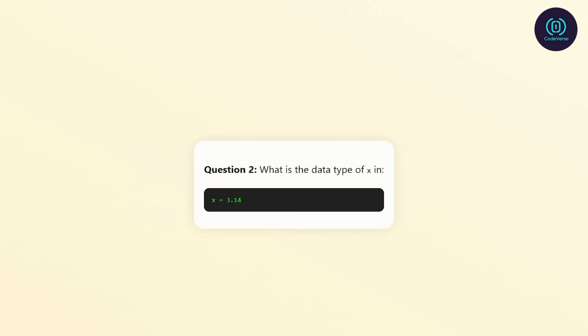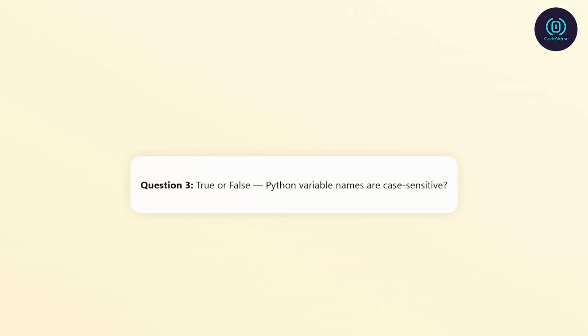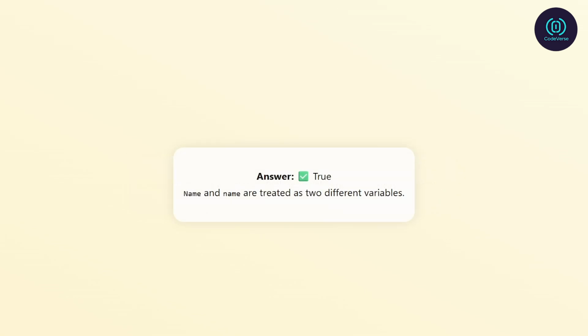Question 2. If I write x equals 3.14, what is the data type of x? Answer: float, since 3.14 is a decimal number. Question 3. True or false? In Python, variable names are case-sensitive. Answer: true, name and Name are two different variables.